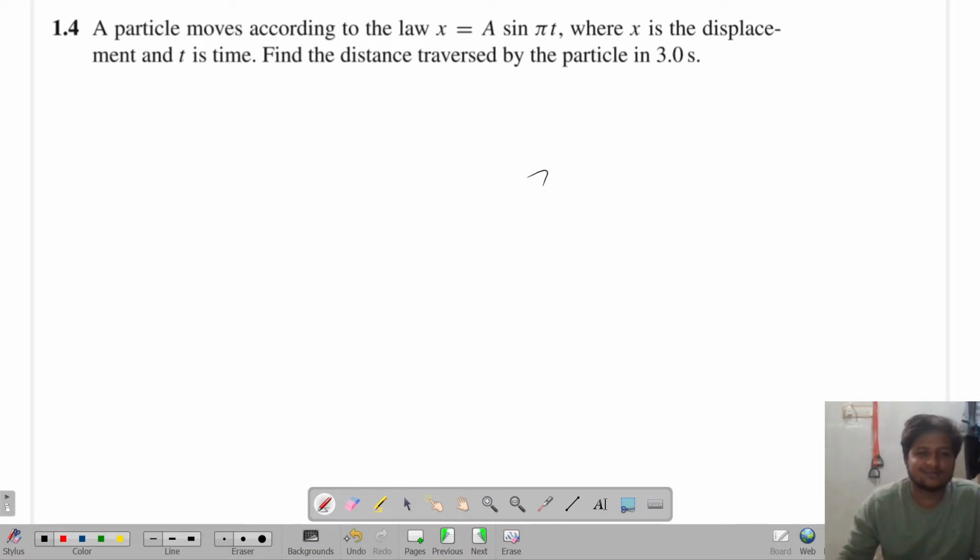Then what is the delay? What is x is equal to a? A is just a constant number. So a particle moves according to the law x is equal to a sine pi t. Okay, means the particle is moving this way, a sine pi t. It is following a sinusoidal equation, wave equation, where x is the displacement and t is the time. Okay, find the distance traveled by the particle in 3.0 seconds.